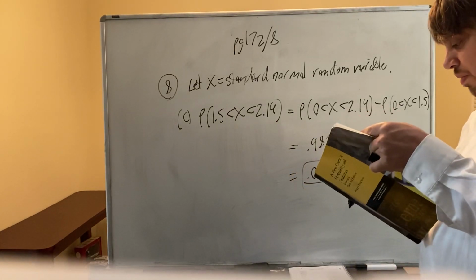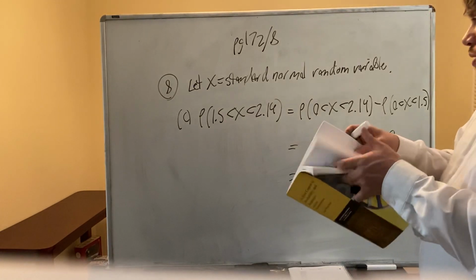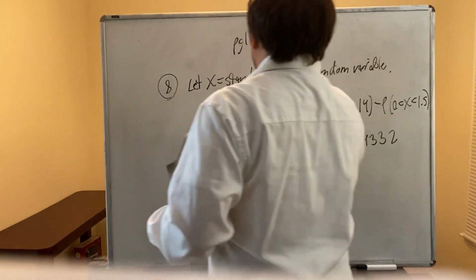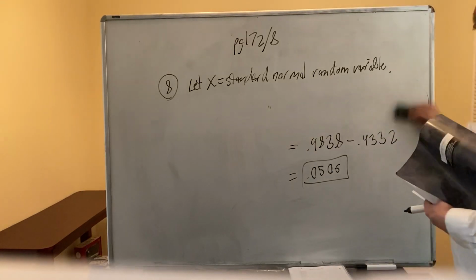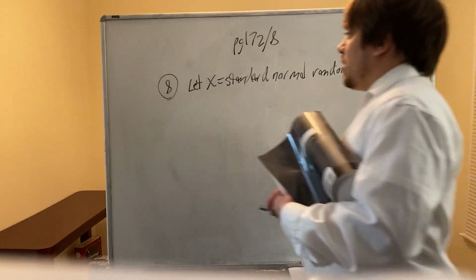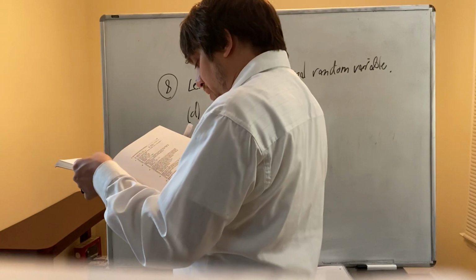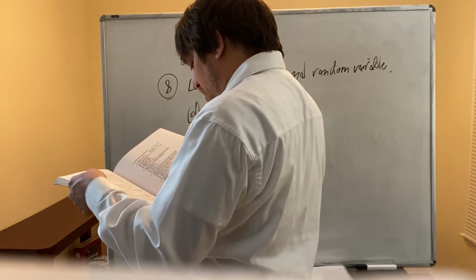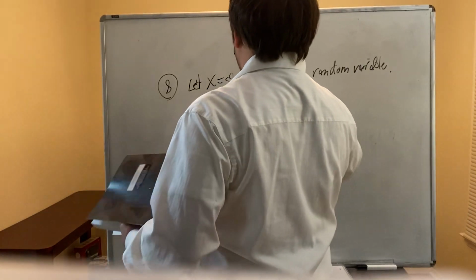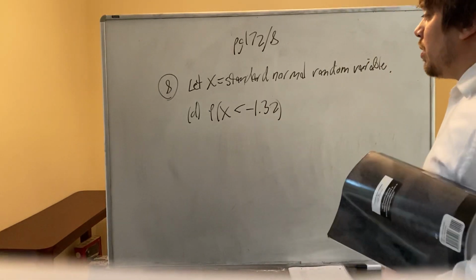Okay, so having practice with this one, let's do one more. Okay, so part D of this problem, we want to find the probability that X is a value less than negative 1.32. So the probability that X is less than negative 1.32.